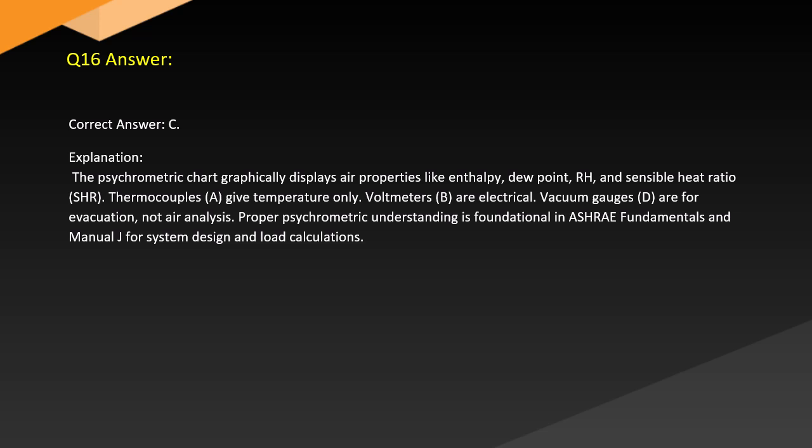Thermocouples (A) give temperature only. Voltmeters (B) are electrical. Vacuum gauges (D) are for evacuation, not air analysis. Proper psychrometric understanding is foundational in ASHRAE fundamentals and Manual J for system design and load calculations.